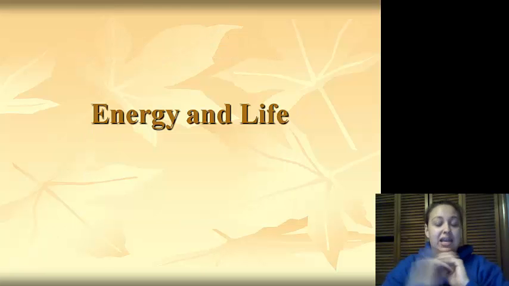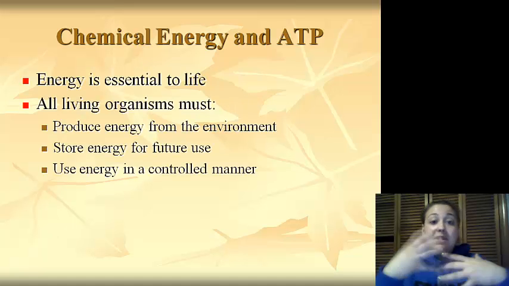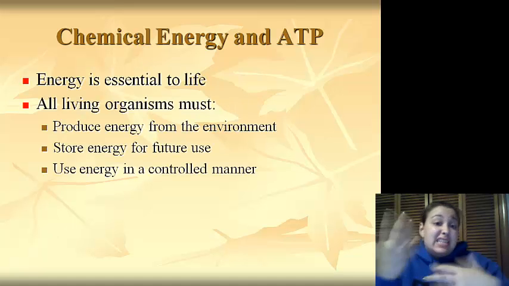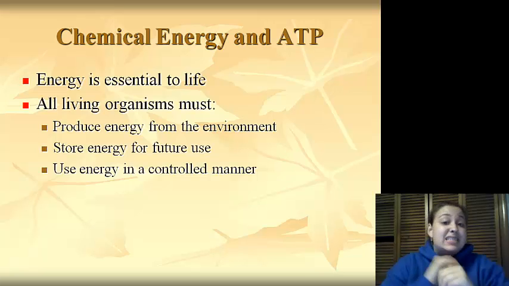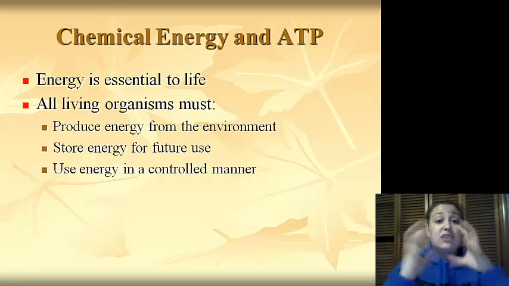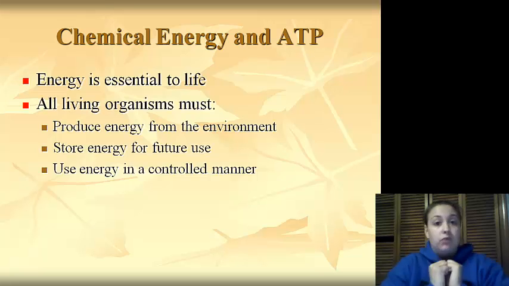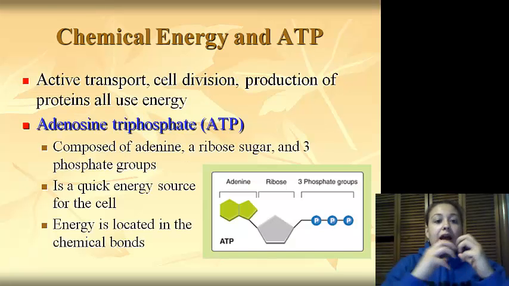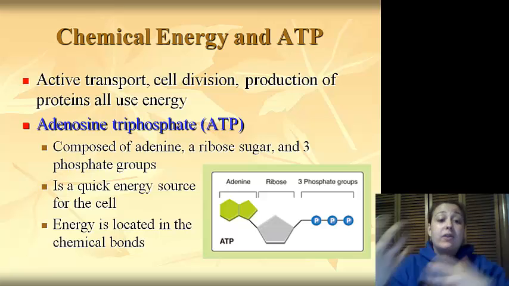Energy and life. Now, chemical energy, also known as ATP, is essential to life for many reasons. We must produce it from our environment, we must store it for future use, and we must use it in a controlled manner so that we don't run out. Active transport, cell division, and production of proteins all require energy.